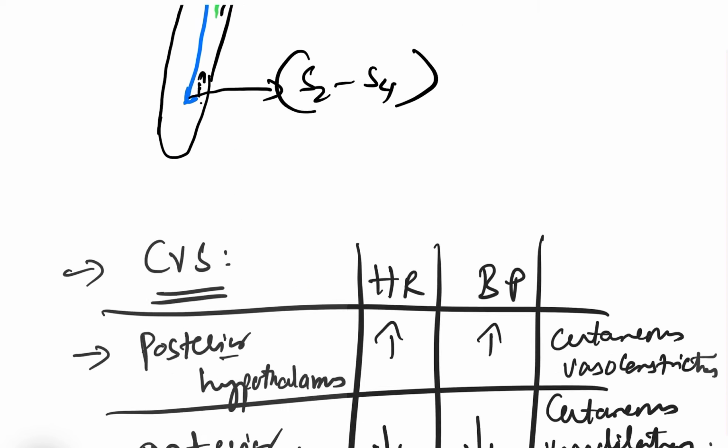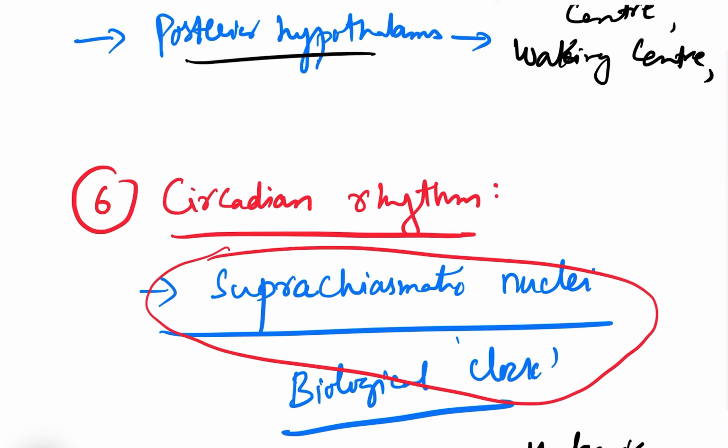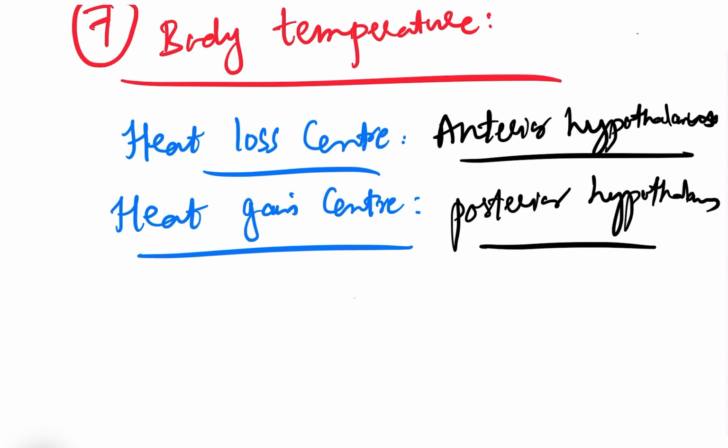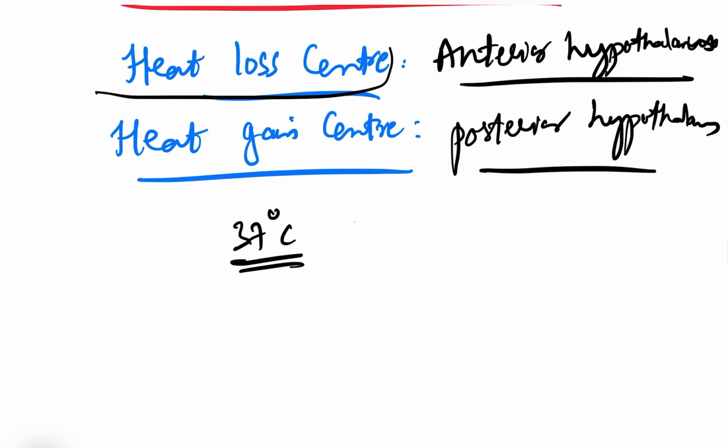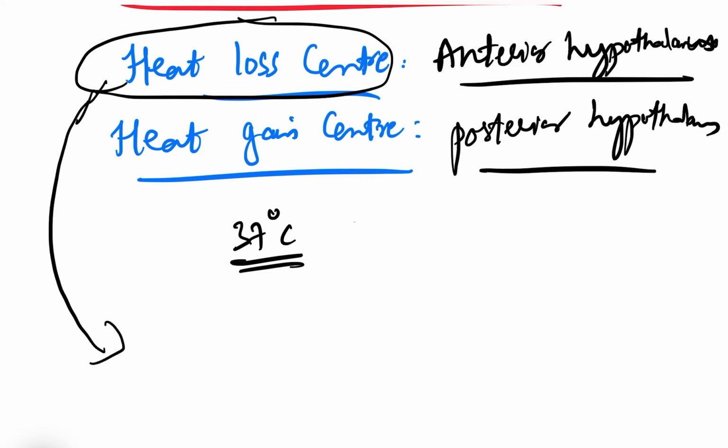So, why is it called the heat loss and heat gain center? You know the normal body temperature is around 37 degrees centigrade. In spite of the variation in the environmental temperature, our body temperature will maintain its normal level, on average 37 degrees centigrade. How? Through this heat loss and heat gain center. Whenever there is an increase in the body temperature, the heat loss center, that is the anterior hypothalamus, is stimulated, and it will cause some mechanisms that will cause the cooling of the body.